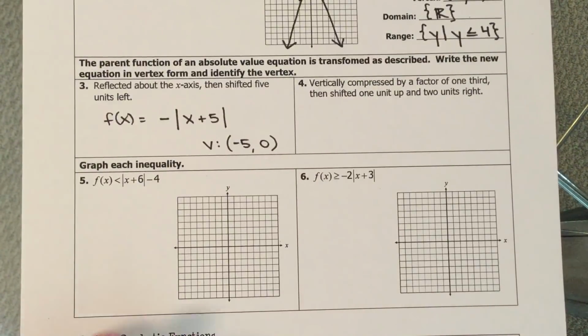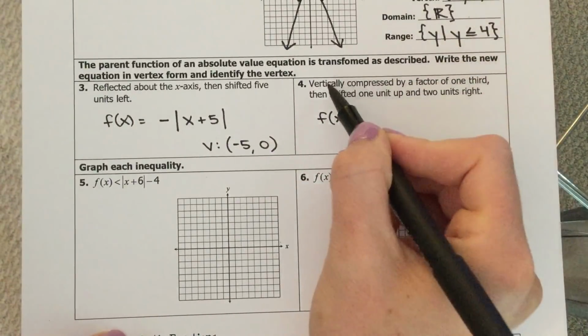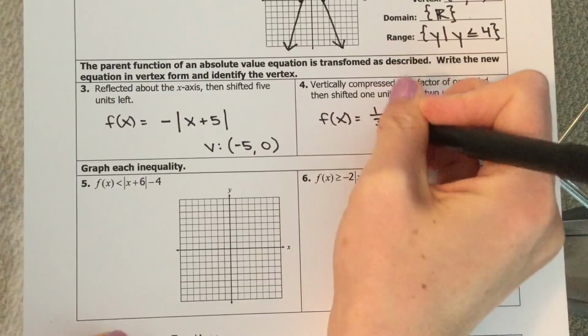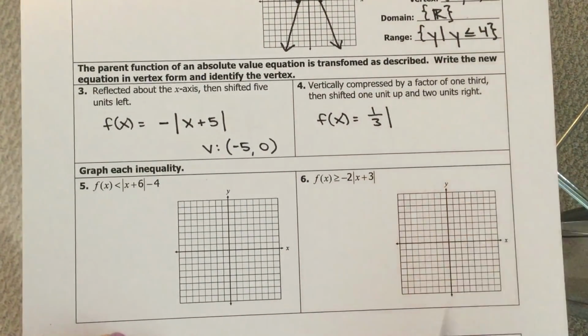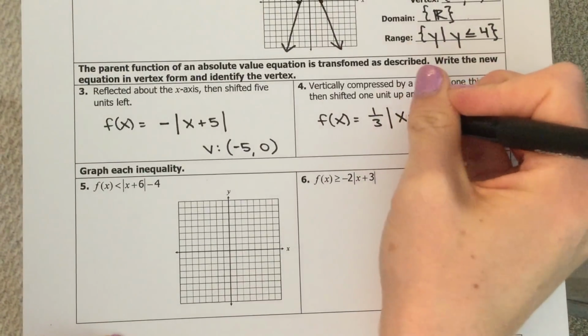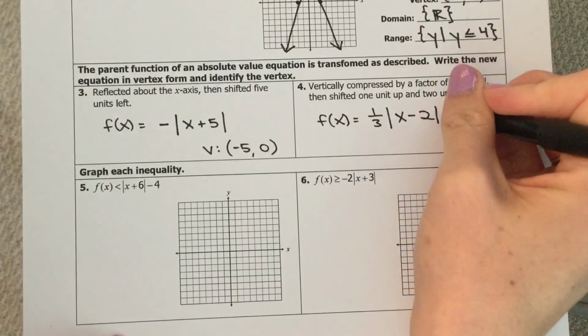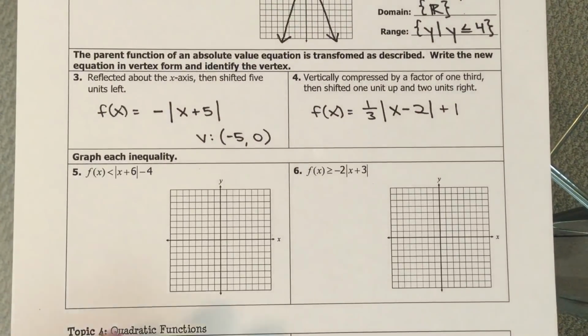Number 4, we'll do something very similar. So you start with f of x equals, so it is vertically compressed by a factor of 1/3. So you'd have a 1/3 in front of the absolute value. Shifted 1 unit up and 2 units right. So 2 units right would be x minus, and then that's where the 2 goes. And 1 unit up, there would be a +1 after or outside the absolute values like that.